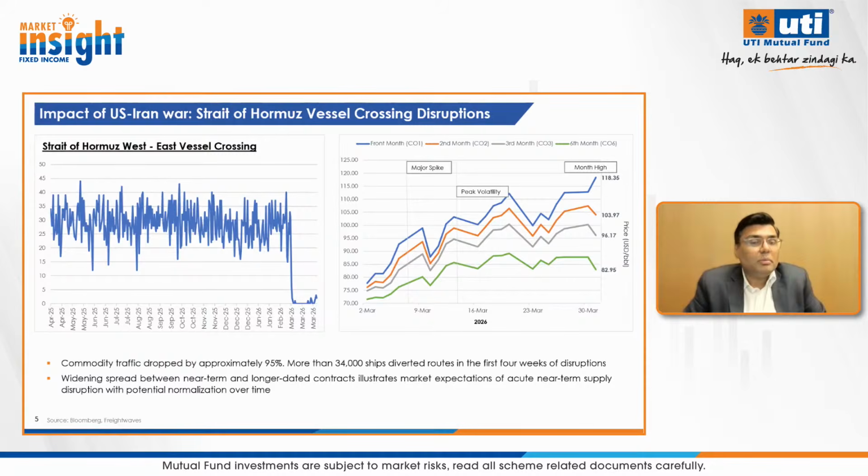And if you see post 28th of Feb, when the bombing started, that has collapsed to below 5. So typically from 40 ships, now the crossing of the ships is just between 2 to 3. So that's the kind of impact that's happened on global oil supply, global various petrochemical supply, and other oil derivatives.